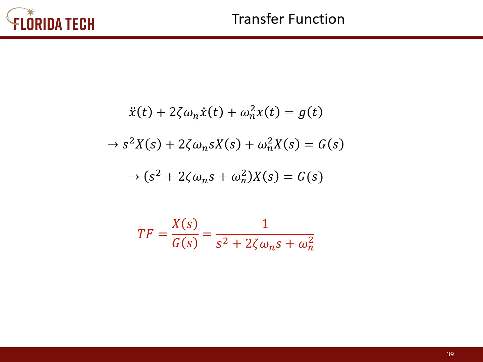And then we said that the transfer function is the output over the input, and so we just literally solve what is X divided by G, and in this case, it's 1 over s squared plus 2 zeta omega n s plus omega n squared. So that is the transfer function derived from the original differential equation.